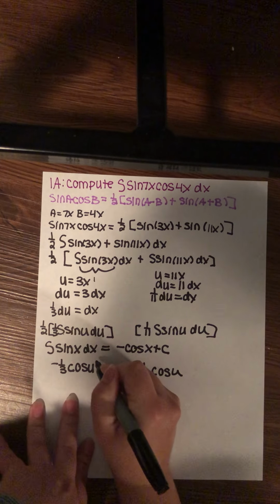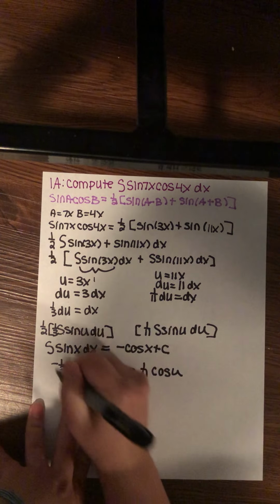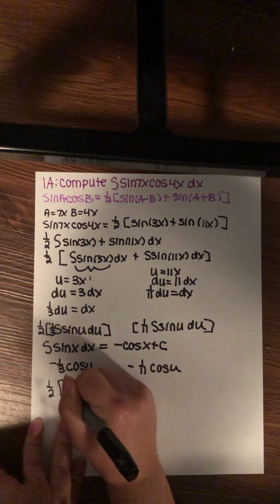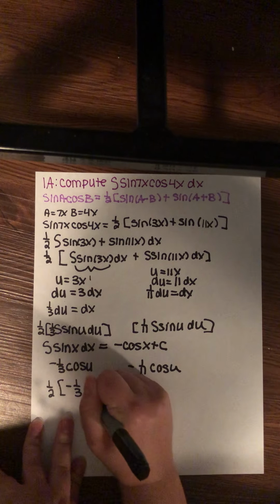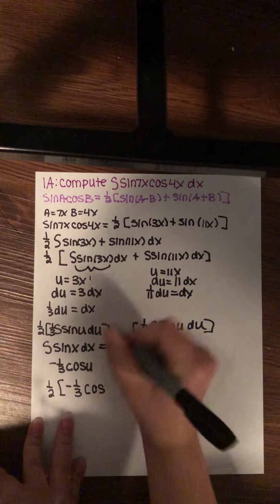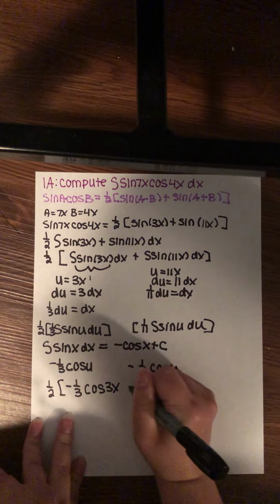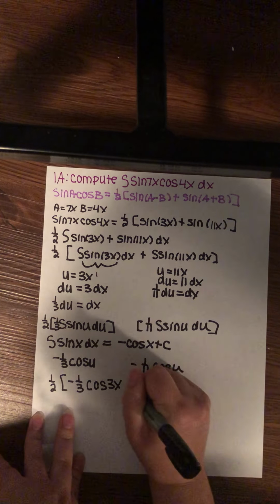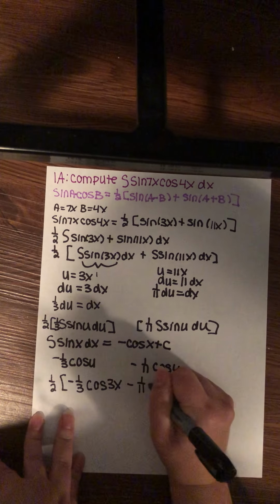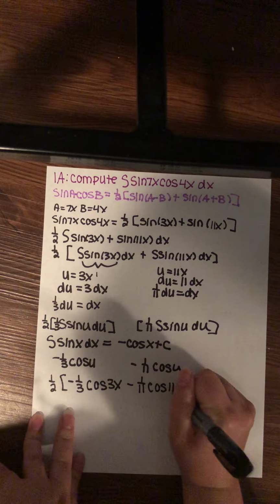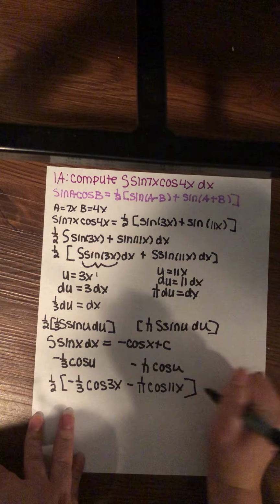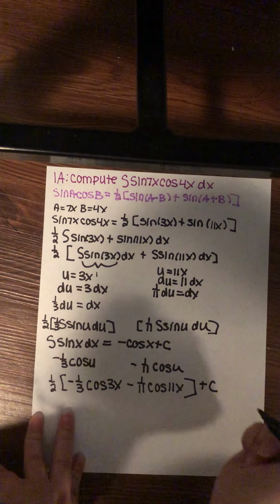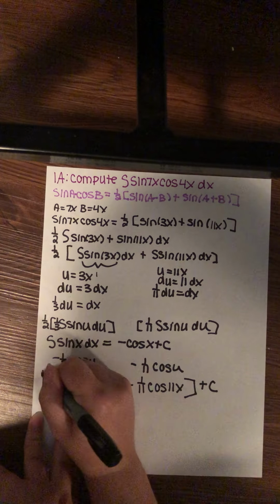And we're not done yet. We need to put the u's back into our equations and remember the 1/2. So 1/2 in brackets, negative 1/3 cos 3x for this one. And then we can put them back together the same way, plus this one. So it would be minus 1/11 cos 11x plus c. And that is your answer. And now you are done.